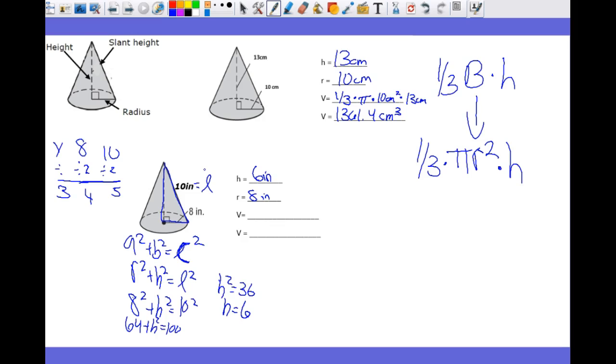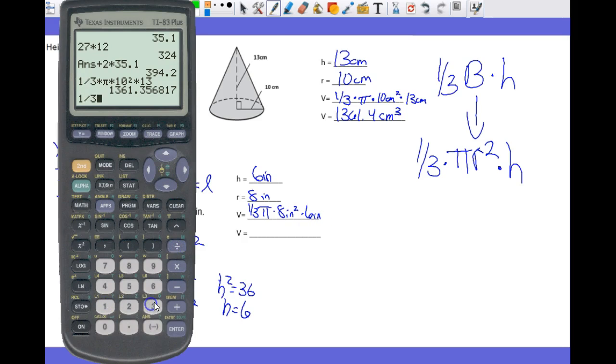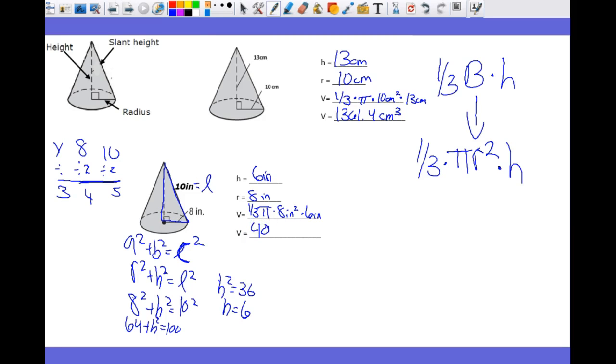All right. The volume formula is 1/3 of pi times the radius of 8 inches squared times 6 inches. 1/3 times pi times 8 squared times 6. We get 402.1. 402.1 inches cubed. 402.1. It's right here.